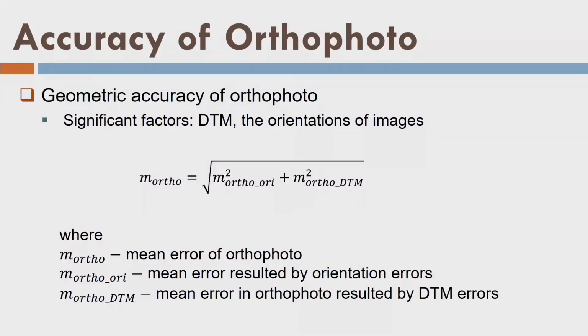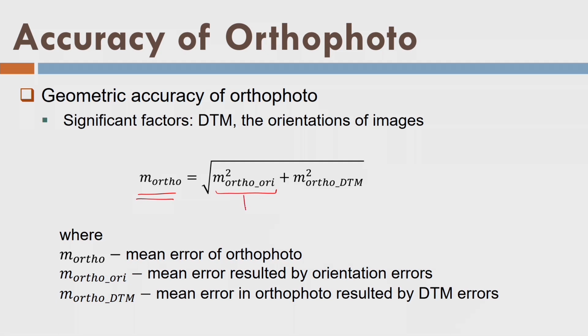Let us look into the accuracy of the orthophoto. What kind of accuracy should I expect if I use a certain DSM or DTM and a certain image to prepare the orthoimage or orthophoto or orthomap? The geometric accuracy of the orthophoto is given by this formula here, that is the total accuracy, and this accuracy is contributed by the mean error resulted by the orientation errors.